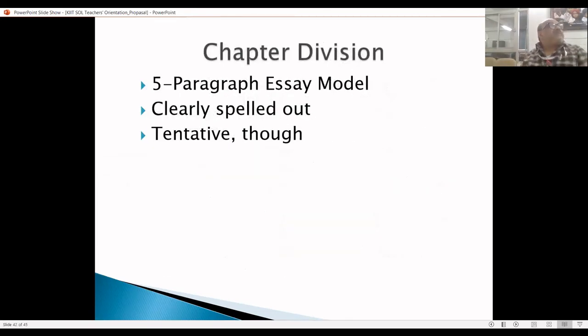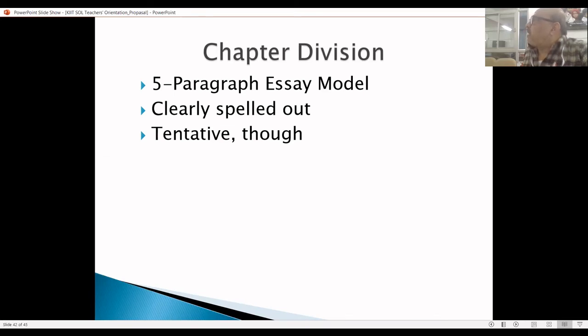Then chapter division. Well, in chapter division, a thesis or a dissertation follows the 5-paragraph essay model. In a 5-paragraph essay model, we have the first chapter as introduction, the last chapter as conclusion, and then we have the body paragraphs, what we call the middle paragraphs, right? At least 3. In the same way.